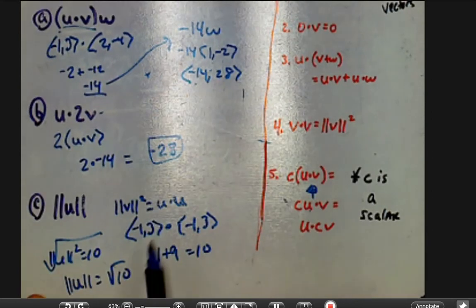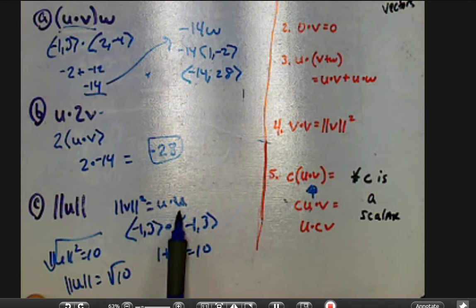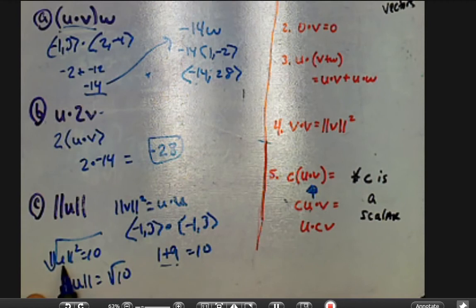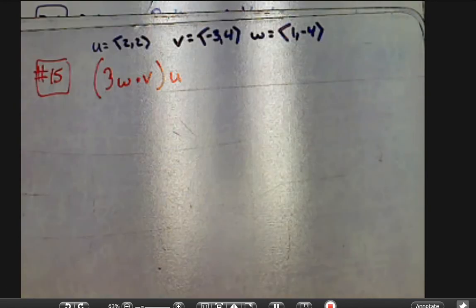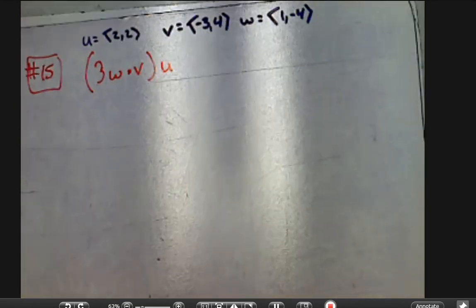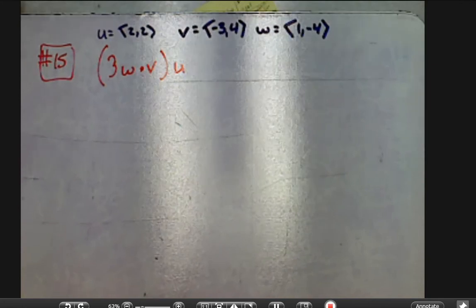And there it is. I took the dot product of u and u, which is 1 plus 9, or 10. So the magnitude of u squared is 10, so if I square root it, the magnitude of u is the square root of 10. Go ahead and try number 15. Press pause, see if you can figure it out, and then come back, see if you got it right.